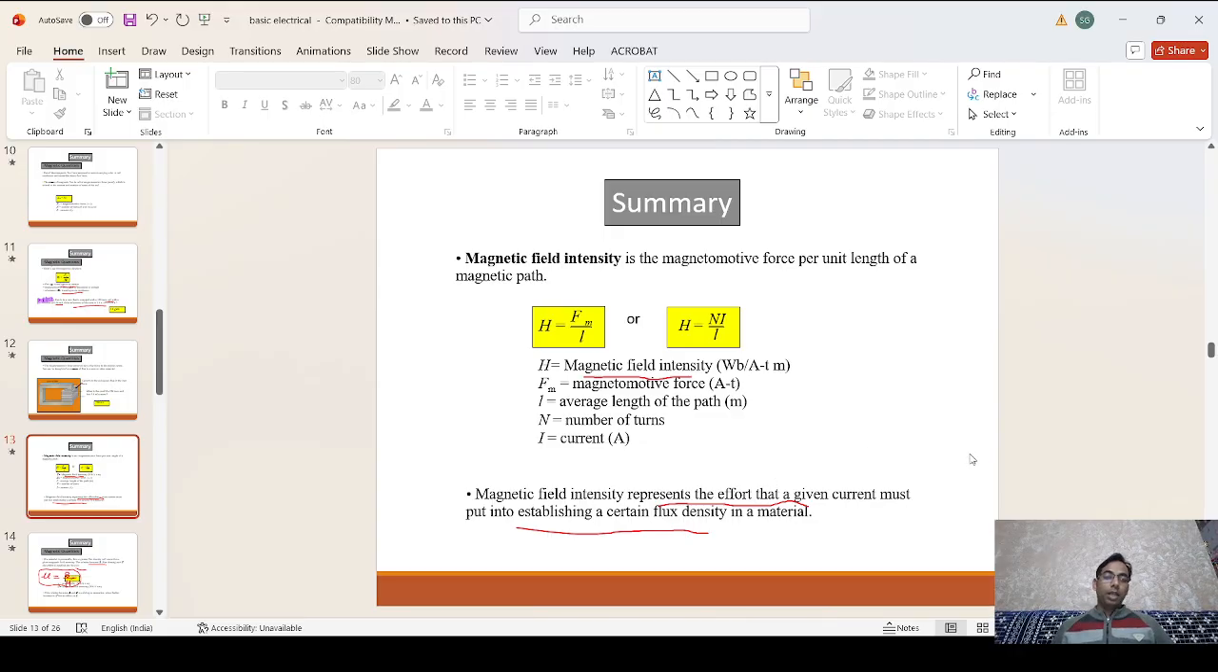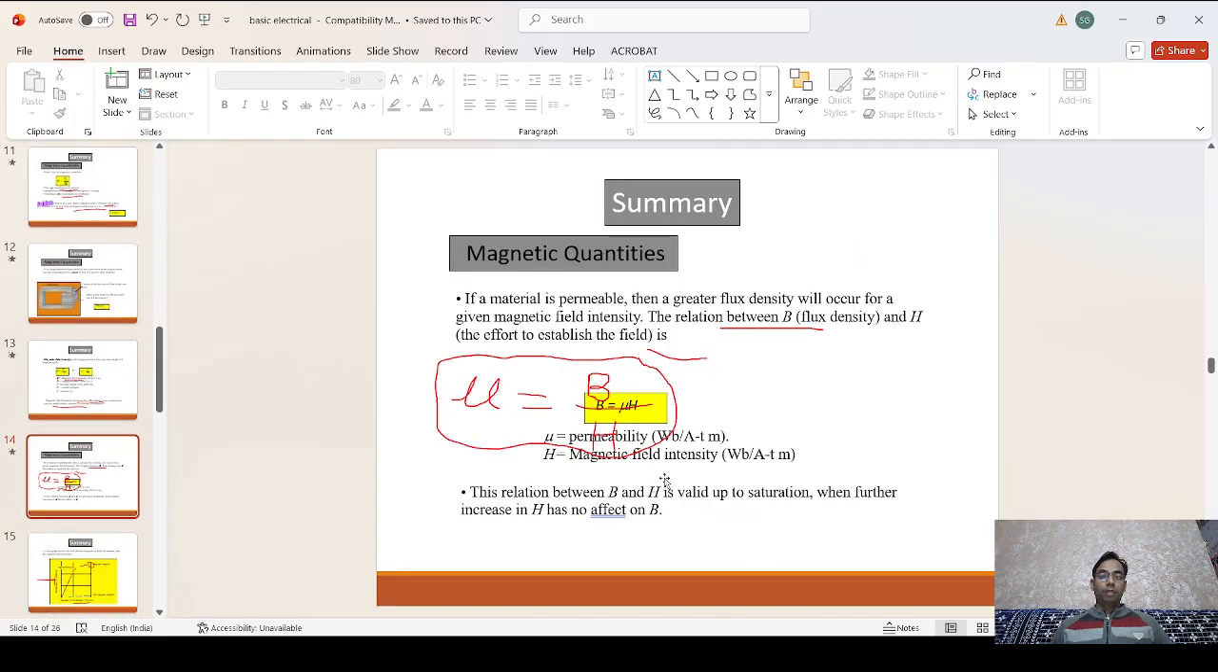MMF is Ni upon L. So we can find this is the magnetic field intensity H, and magnetic field intensity represents the effort that a given current must put in to establish a certain flux density in a material. This relation helps find the permeability of a material with the help of magnetic flux density and intensity of the magnet.